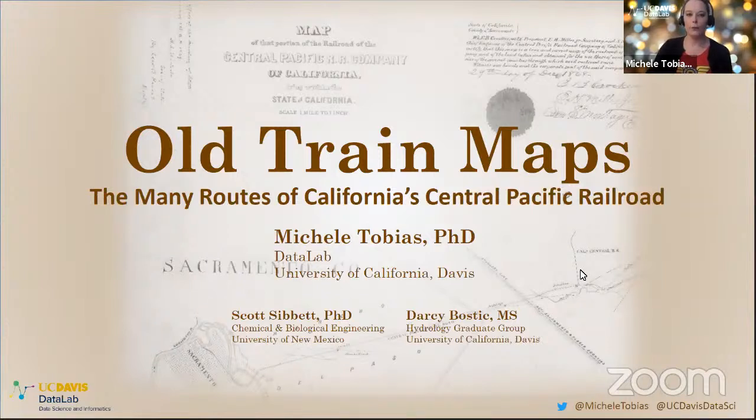Today I'm talking about old train maps, the many routes of California's Central Pacific Railroad. For those of you who are not familiar with it, the Central Pacific Railroad is a section of the Transcontinental Railroad that went across the US, making travel possible in a much quicker fashion for folks.